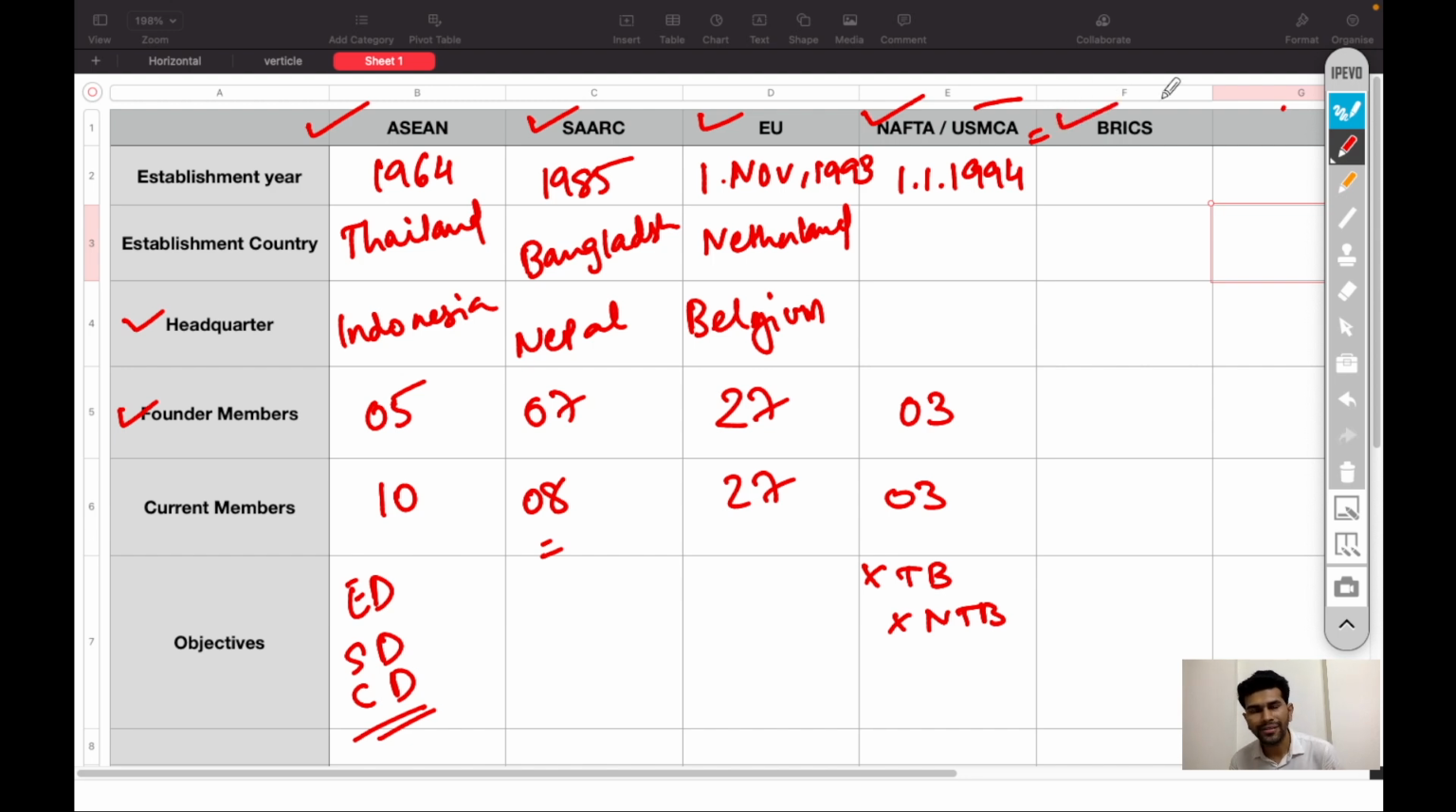Next is BRICS, Brazil, Russia, India, China, and South Africa. It was established on 16th June 2009. The meeting was held in Russia and it has its headquarters in Shanghai, China. There were four member countries. Later on, South Africa was added, and total five countries are there. The objective is to promote economic and social development, climate change, and reduction in geopolitical uncertainties.